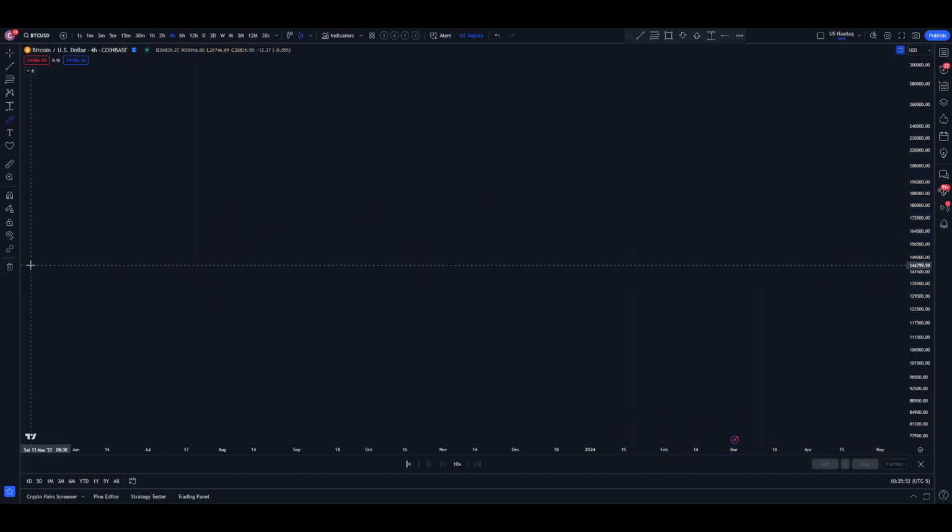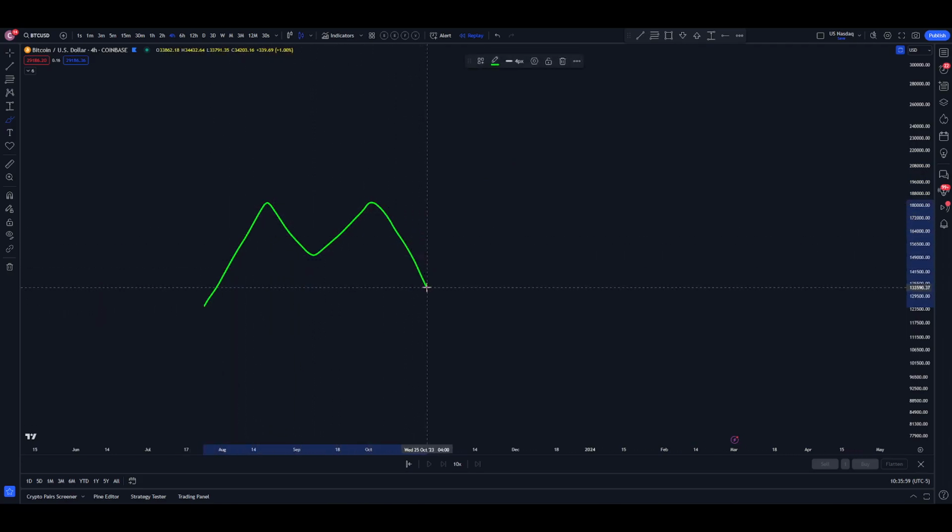Okay, so let's start with the two most basic, which would be a double top and a double bottom. They're typically just going to look like M's and W's. And these are really good setups. I don't find these to be that common personally, but these are really good setups.